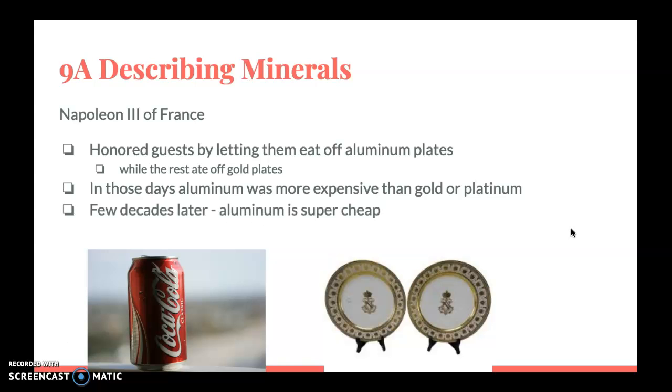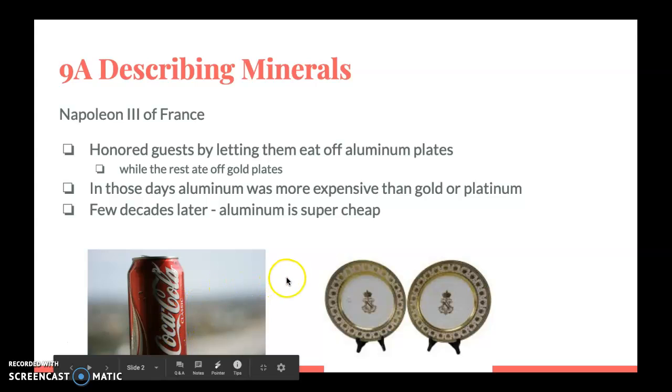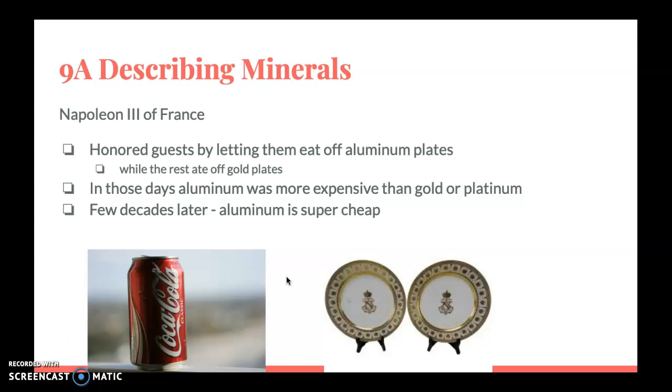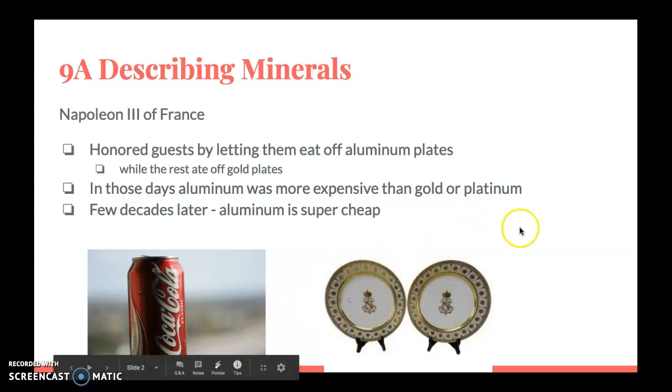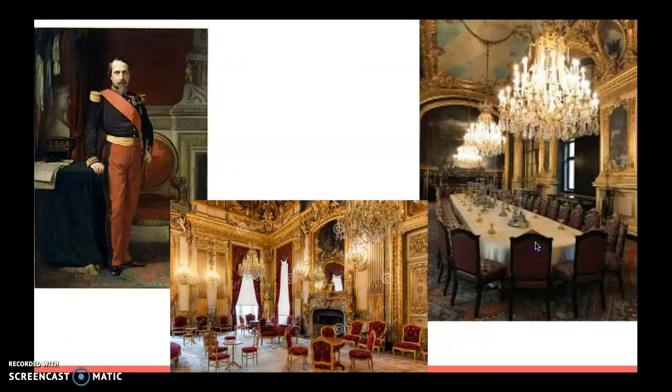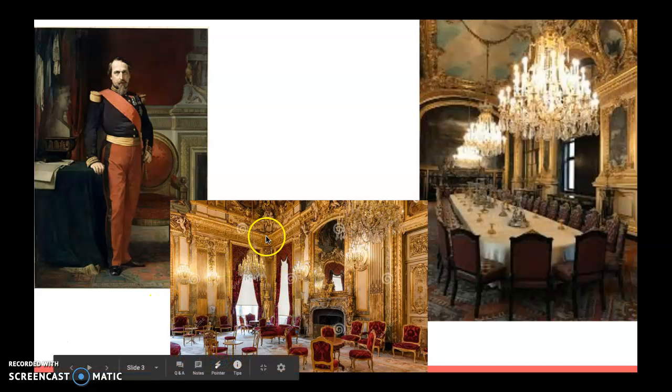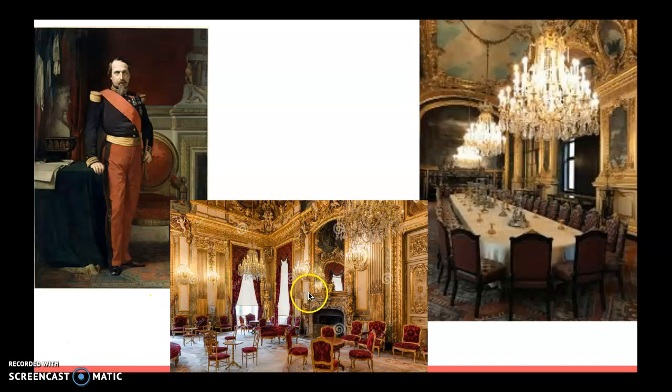And then a few decades later, aluminum is super cheap. Think of your Coke cans or any pop can, which is made from aluminum, and how inexpensive it is to buy those. And here you can see some plates that were rimmed with gold. Here's a picture of Napoleon III in his sitting room. We can see all that gold plating that we get to talk about later in the chapter, and then his dining room. Very elaborate.